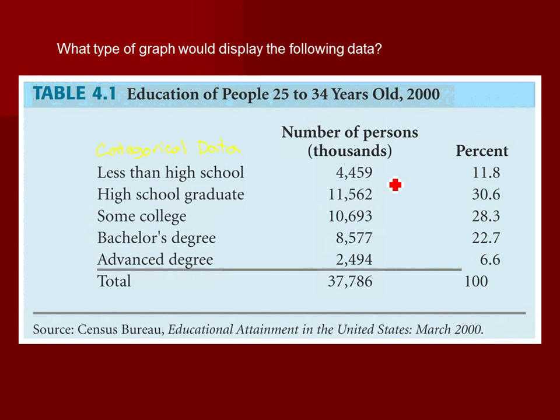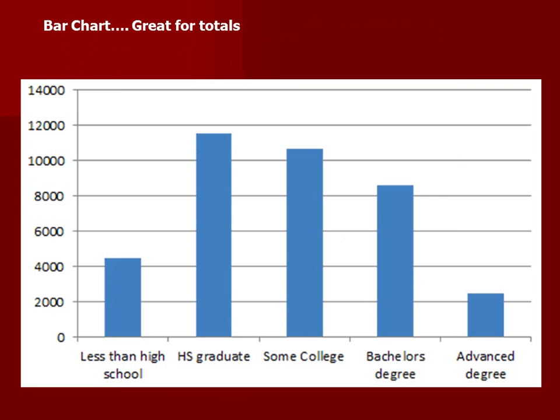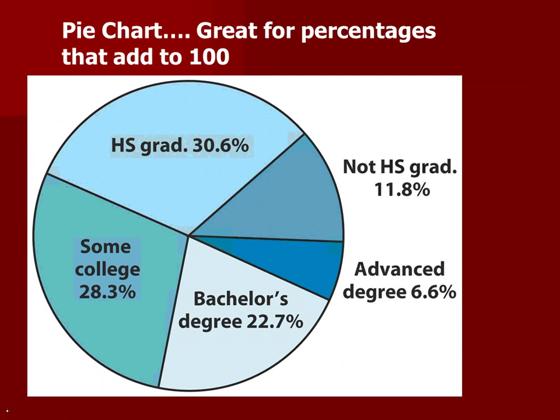We can turn these numbers into percentages, and we can use the percentages to create a pie chart. Pie chart is great for percentages that add up to 100. So this is our first example of a chart. Categorical data turned into percentages, and then we can use a pie chart.